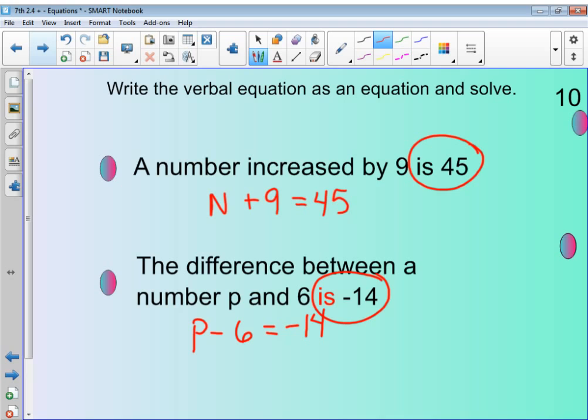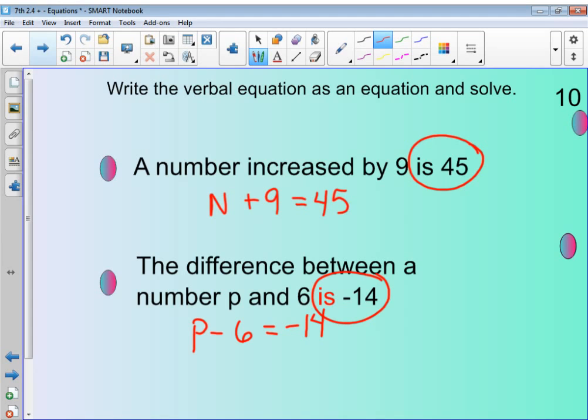Okay, so the key thing on these is, if they don't tell you what letter to use, you can use any letter. So like on the first one, a number increased by 9. Well, they didn't say what to use for the number, so I'm just going to put N for number. Increased means to add, and then is 45, so equals 45. On the second one, the difference between a number P and 6, so difference means to subtract. So P minus 6, is means equals negative 14. Then you'll go through and work your way through to solve.